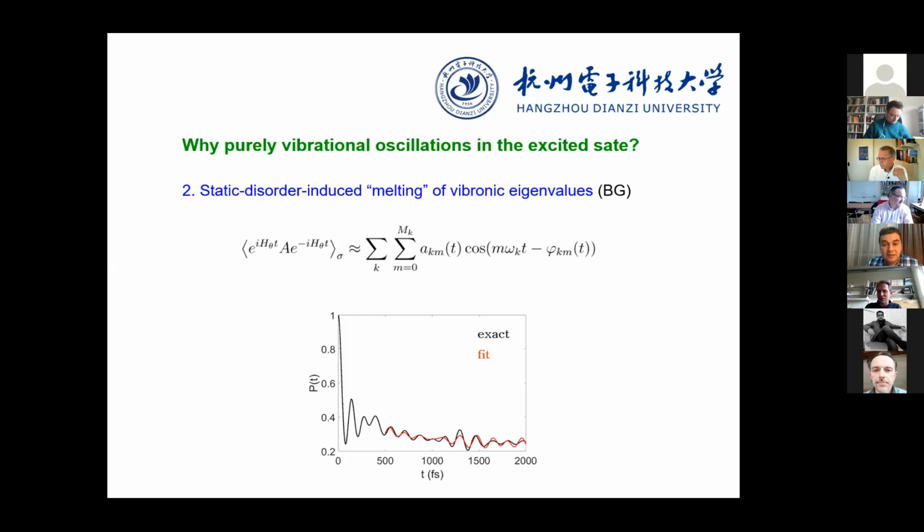Yes. Absolutely, because this fluorescence signal is just determined by the stimulated emission contribution to pump probe or 2D. So the effect will be absolutely the same. Okay, thank you.